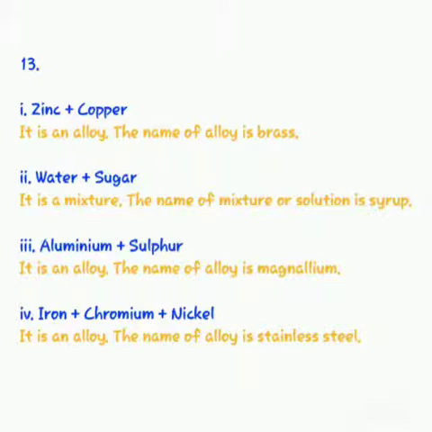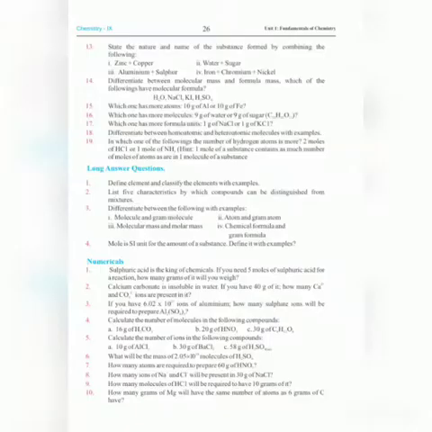Aluminium and sulfur both are elements, as we know that the combination of elements is known as alloy. So aluminium and sulfur makes an alloy, and the name of the alloy is magnesium. Last one is iron, chromium and nickel. All these three are elements. So it is an alloy, and the name of the alloy that is formed by the combination of iron, chromium and nickel is stainless steel.